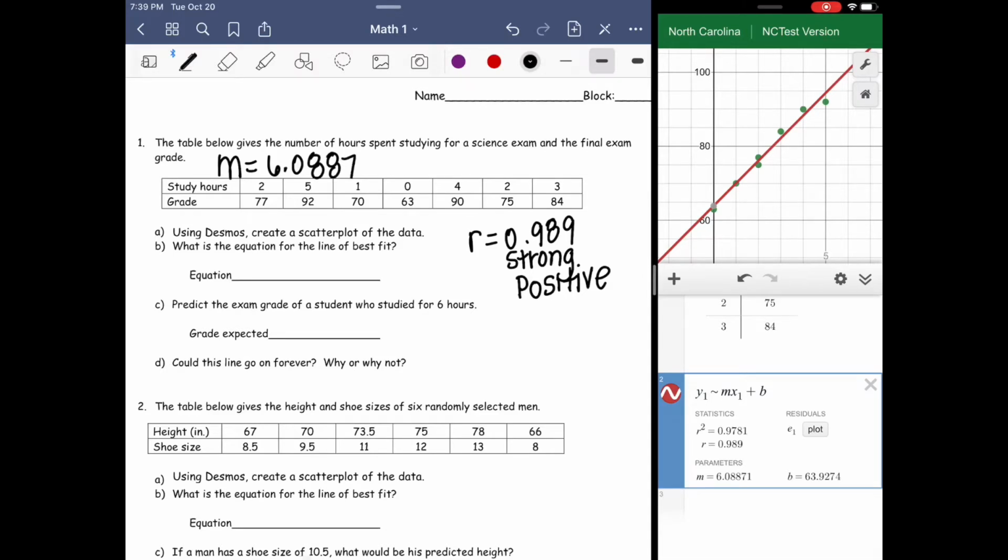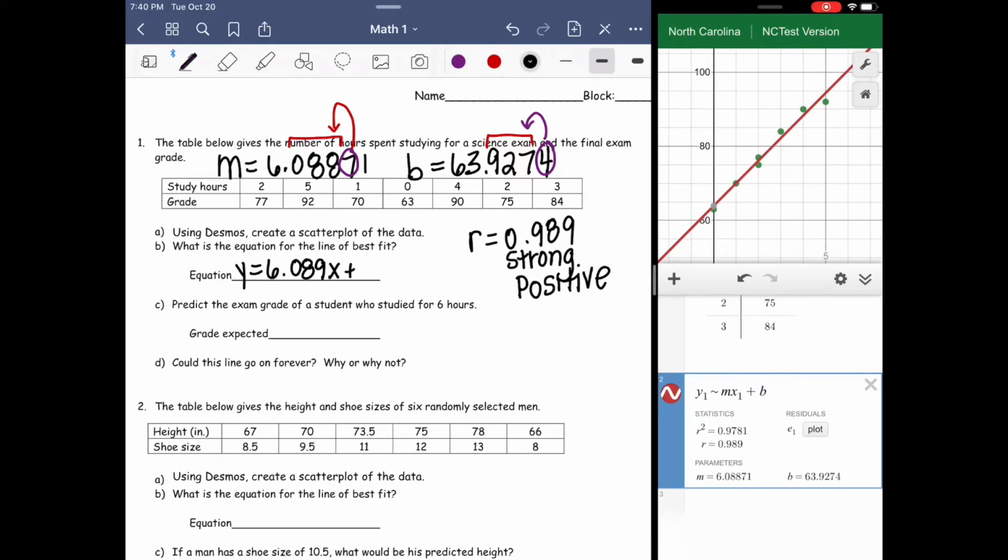So I'm going to look at my m and my b now. My m is 6.08871, and my b is 63.9274. Now, I like to round to 3 decimal places, so I have to look at my fourth decimal place to determine if I round my third. My fourth here is a 7, so that's going to round that 8 to a 9. So y equals 6.089x.